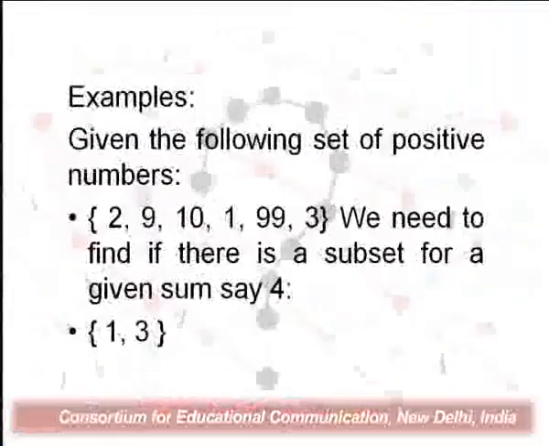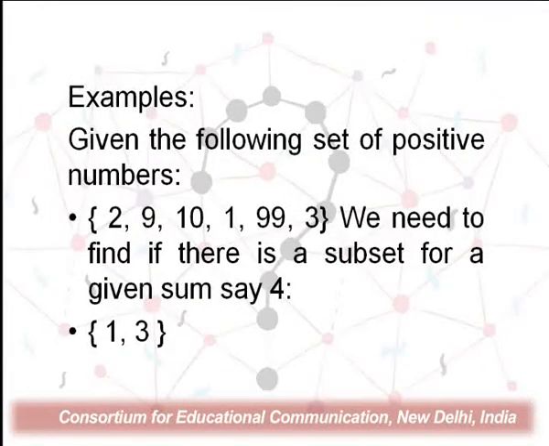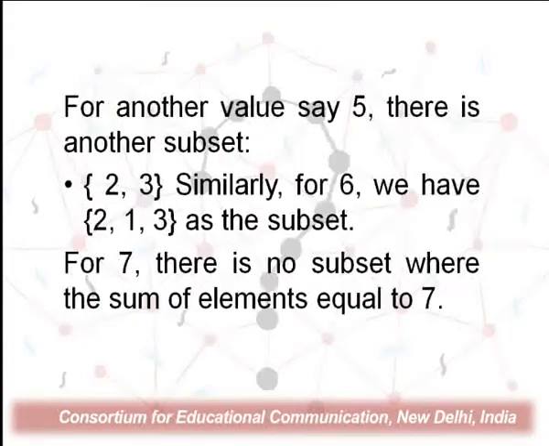So we have been given some set of positive numbers, for example 2, 9, 10, 99 and 3. This is the set A, and we need to find if there is a subset for a given sum, let us say 4. So yes, we have a subset of the given set, which is 1 and 3, and that subset gives me the value 4. So we can say yes, that subset is available.